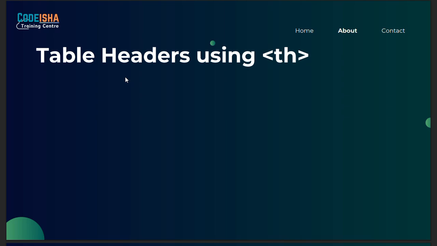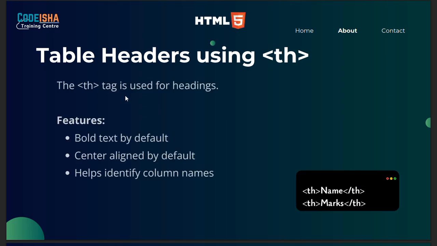And here are the table headers using the th tags. The th tag is used for the table headings. Here is the feature once we use the th tags on the table: by default the text is bold, and it is also aligned center by default. It helps identify the column names. Whatever is given the header tag, we can easily identify that those names are the table headers.